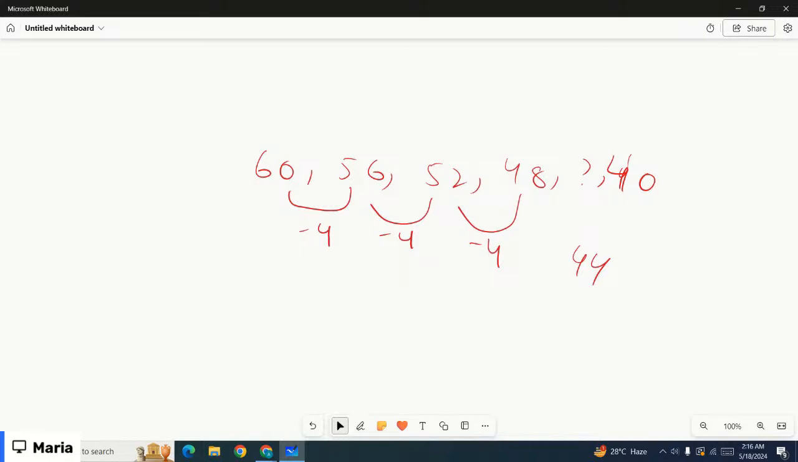Okay, let's just do another example. The next example is 78, the missing number, 82, 84, and 86. You have to find the missing number. How do we find the missing number?